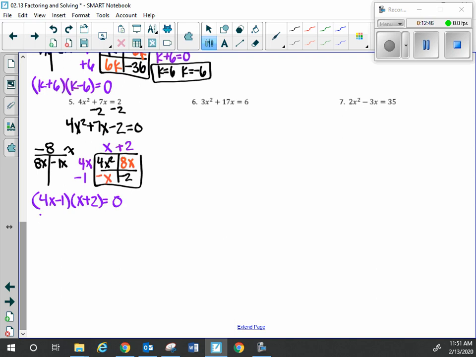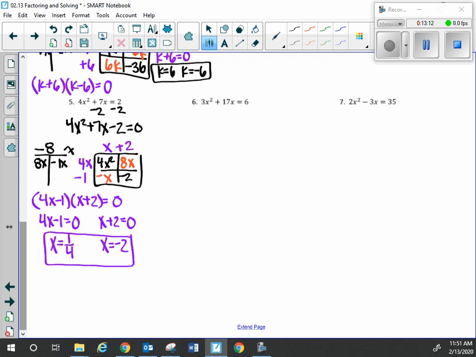Okay, so now we have 4x minus 1 equals 0, and x plus 2 equals 0. Add 1, divide by 4, what is this x? 1 fourth. What is the second one? Negative 2.